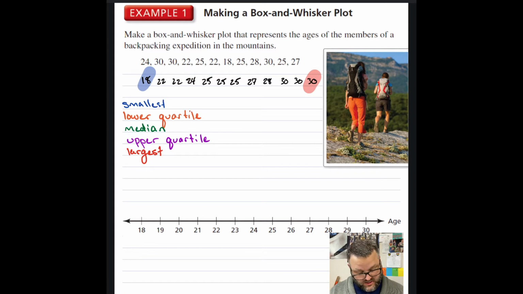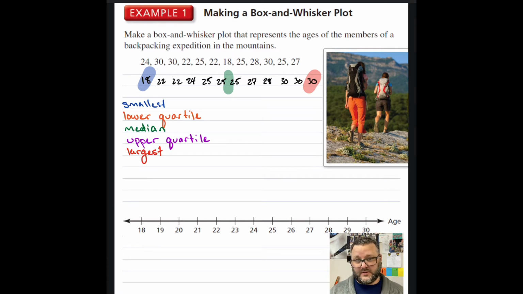Now our median is going to be in the middle. So there's 1, 2, 3, 4, 5, 6, 7, 8, 9, 10, 11, 12 numbers. So I've got to go 1, 2, 3, 4, 5, 6. And the median would be right between 25 and 25. So in this case, the median is 25, because if you take 25 plus 25 divided by 2, you get 25. All right, so we've got our median. We've got 3 of 5.